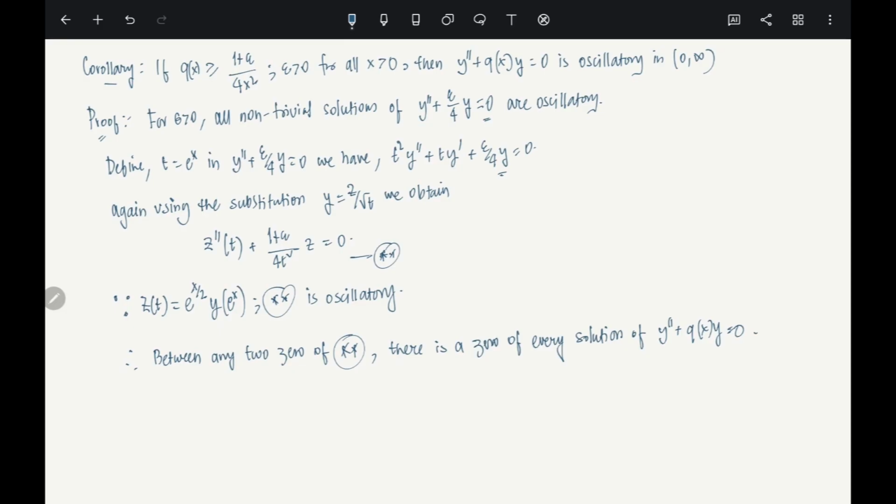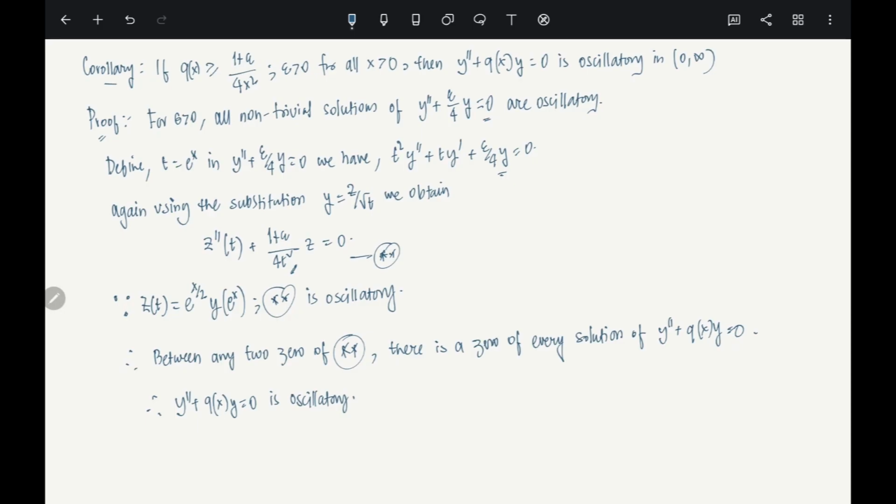Okay. So therefore, see, q is greater than this. So you understand what I am trying to say. So therefore, the equation y double prime plus q(x) y equals to 0 is oscillatory. Sturm comparison, right? Oscillatory. Okay. So this is fine.